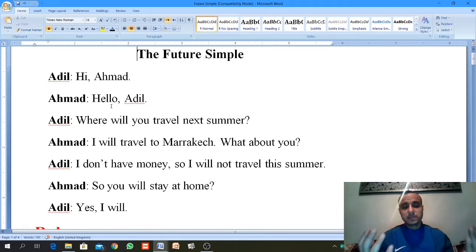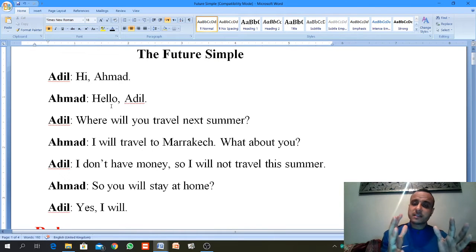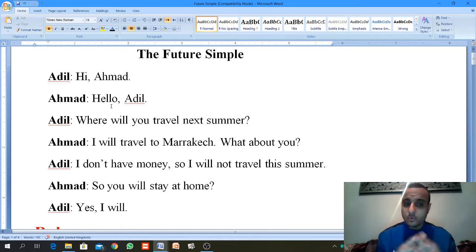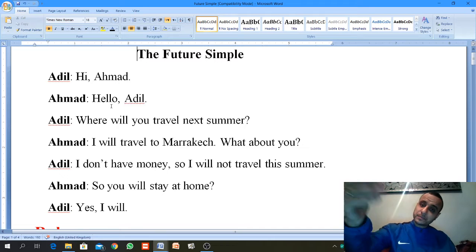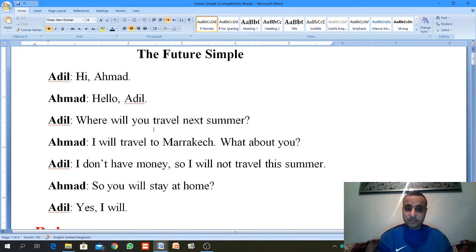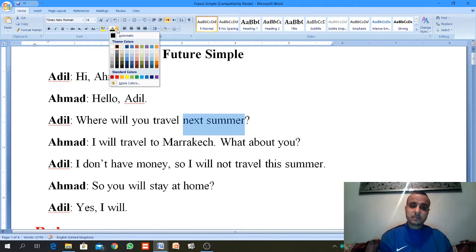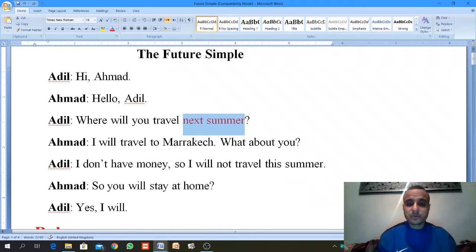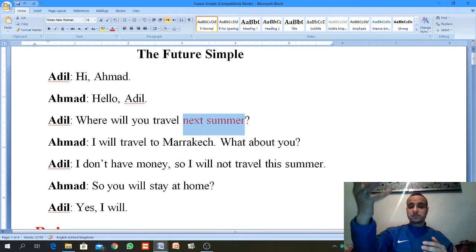Okay, so this dialogue has a lot of sentences that contain the future simple. So when do we use the future? In the future, in the mustaqbal. Here we have, for example, next summer. What is next summer? This summer. الصيف المقبل, next summer. Now we use the future simple with future plans.